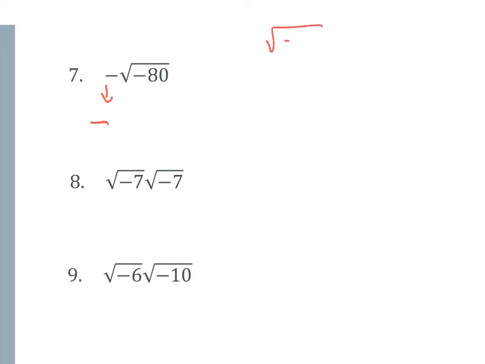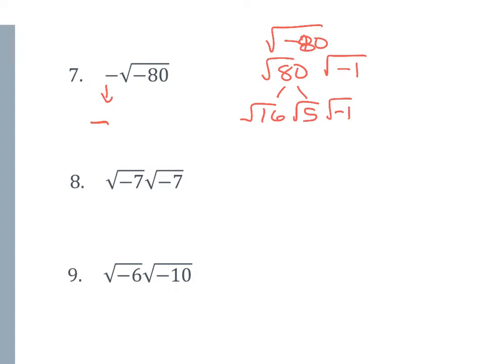I'm going to break the -80, just like I've been doing, make it +80 times -1. I'm going to break the 80 down, 16 times 5, and then I'm going to square root. Square root of 16 is 4. Square root of -1 is i. Put the radical 5 back, and now I'm just going to take this and write it behind my negative sign. So if there's a negative sign outside of your radical symbol, just drop it down in front of your answer.